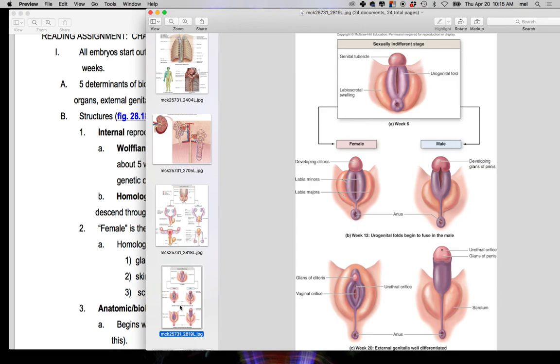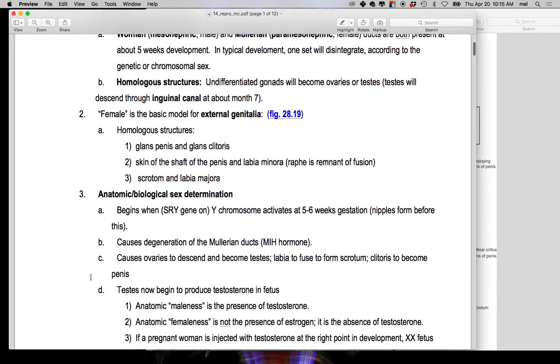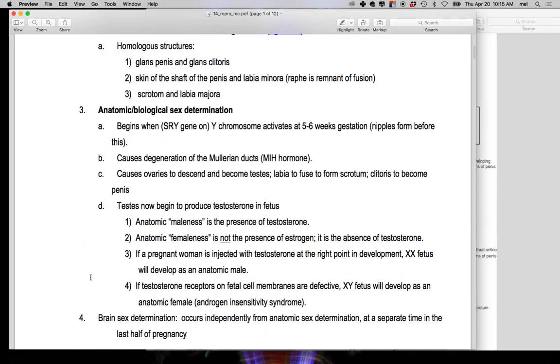And then the labia majora is homologous to the scrotum. Okay, so now let's talk one more time about that androgen insensitivity syndrome that we were talking about, and sort of the information that we got both from genetic abnormalities and from anecdotal evidence, because people do things accidentally, and then also from animal models.